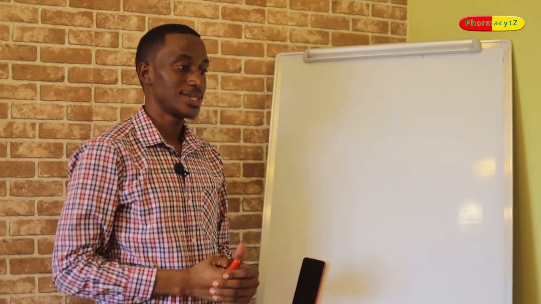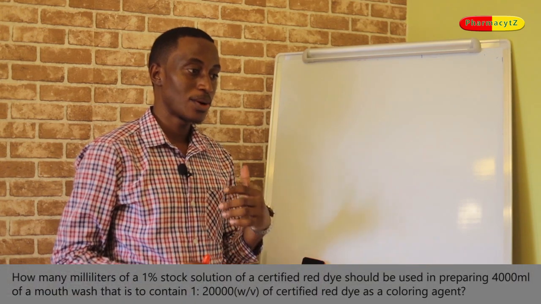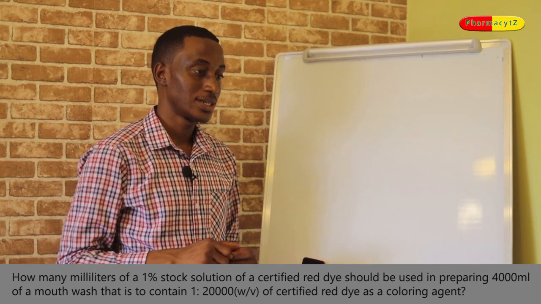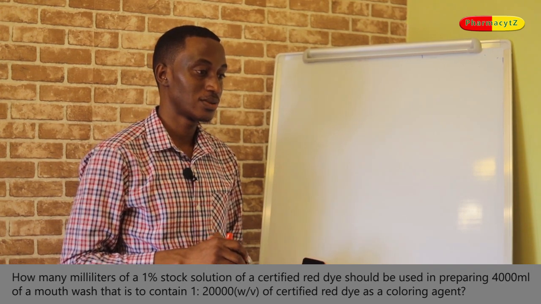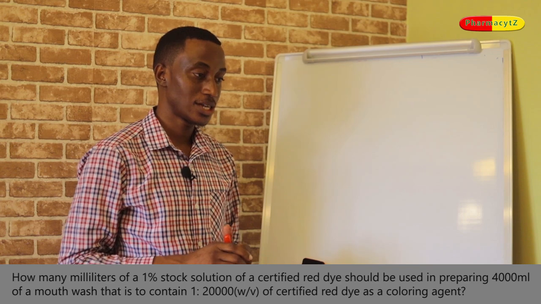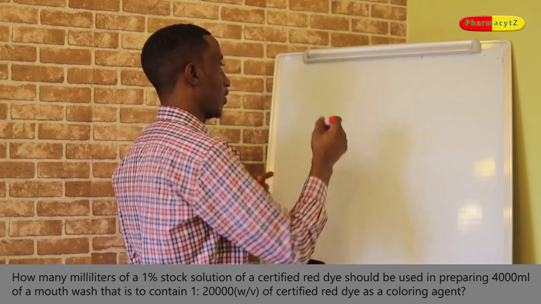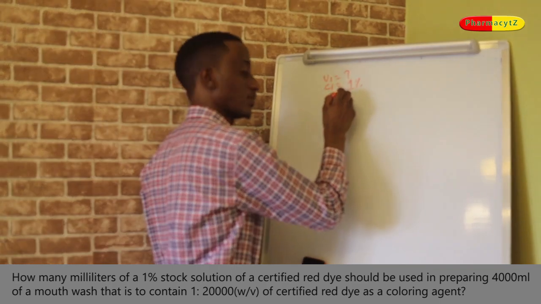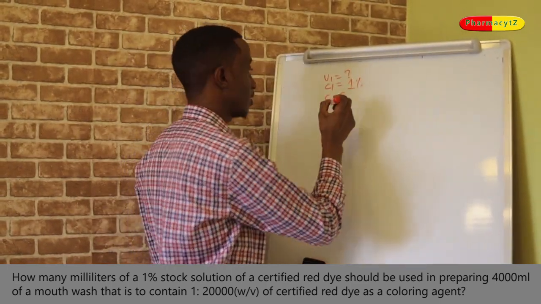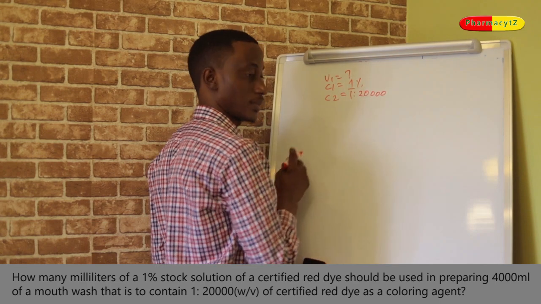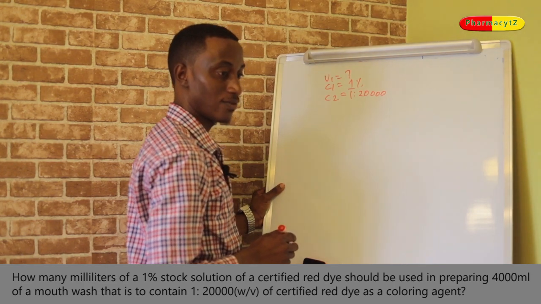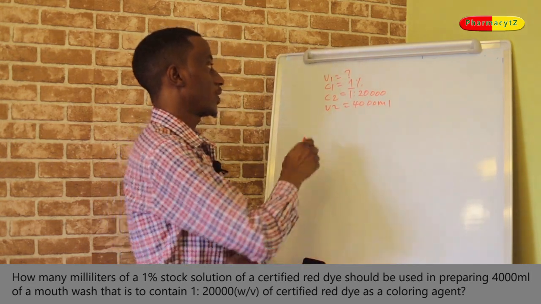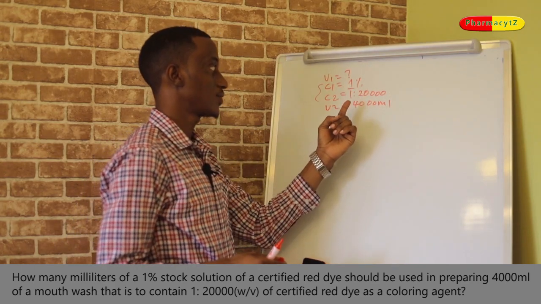Okay, there is this question about a certified red dye. How many milliliters of a 1% stock solution of a certified red dye should be used in preparing 4,000 mils of a mouthwash? That is to contain 1:20,000 weight in volume of a certified dye as a coloring agent. So we don't know the initial volume to use, but the initial concentration is 1%. The final concentration is 1:20,000, and the final volume we need to prepare is 4,000 mils.